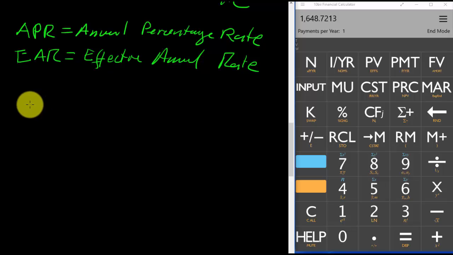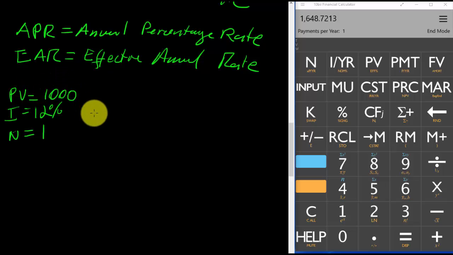So what we're going to do here is run a short little future value problem and talk about this, and I'm going to give you an equation. Let's pretend for a second that you put $1,000, present value equals $1,000, into a credit card at 12% interest for 1 year. Let me rewrite this. Present value is equal to $1,000.